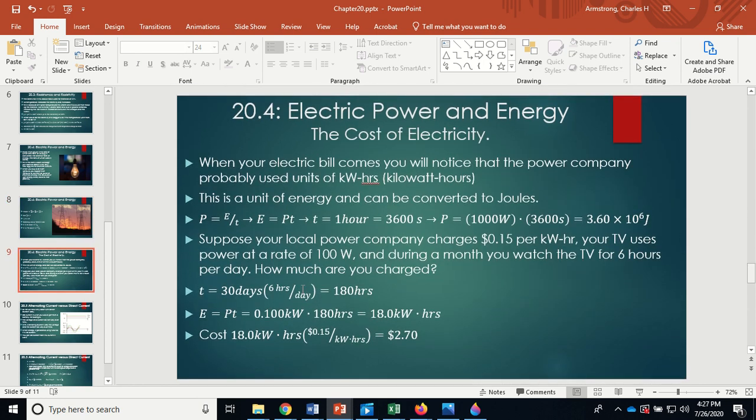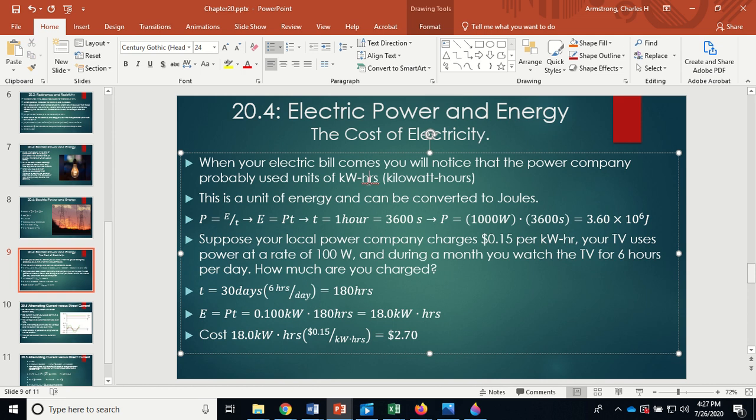Okay, electrical power. So now you have the cost of energy. Your book has a big section about it. So when your electric bill comes, you will notice that the power company probably used units of kilowatt hours. This is a unit of energy. It's not a unit of power. People hear the word kilowatt in there, they forget the word hour is in there. Remember that power is energy divided by time. So energy is power times time. So this is units of power times units of hours. Okay? So obviously kilowatt hour, when the electrical company, SMUD or PG&E, tells you use this many kilowatt hours, they're telling you how much energy you used.